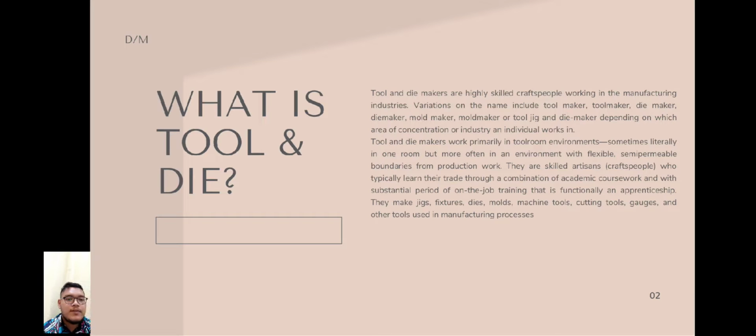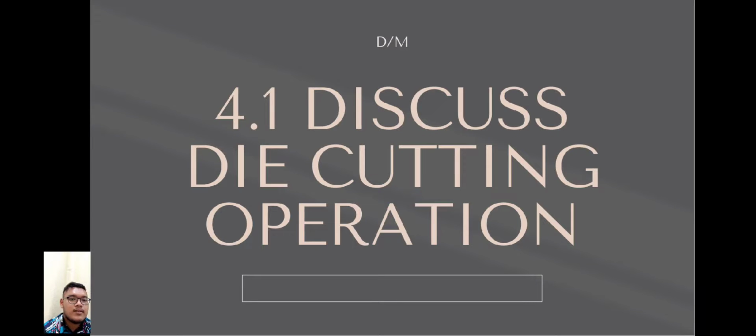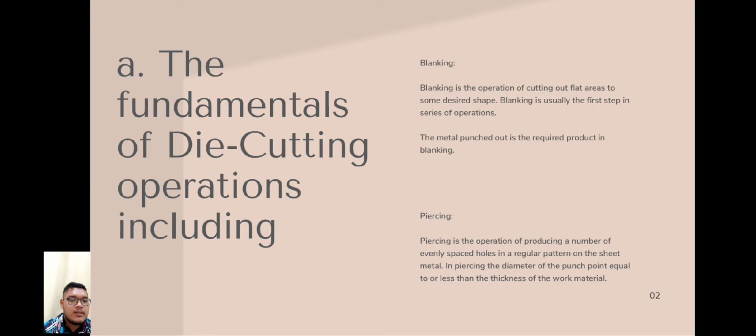Next is 4.1, discuss die cutting operations. So there are many die cutting operations. The first one is blanking. Blanking is the operation of cutting out flat areas to some desired shape. Blanking is usually the first step in a series of operations. The metal punched out is the required product in blanking.